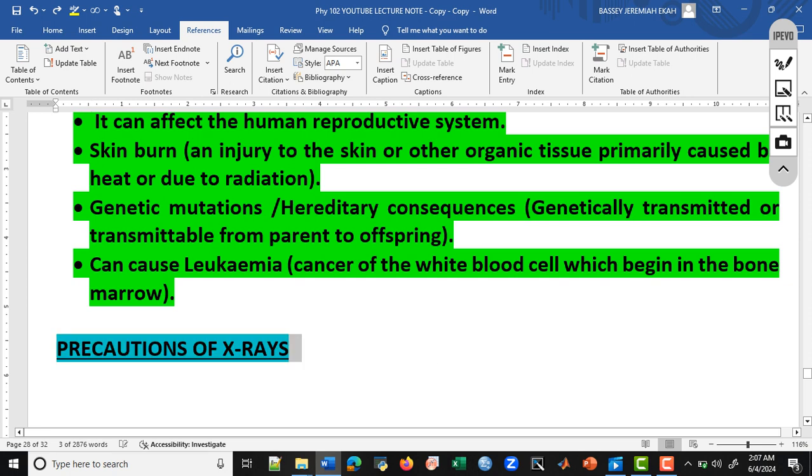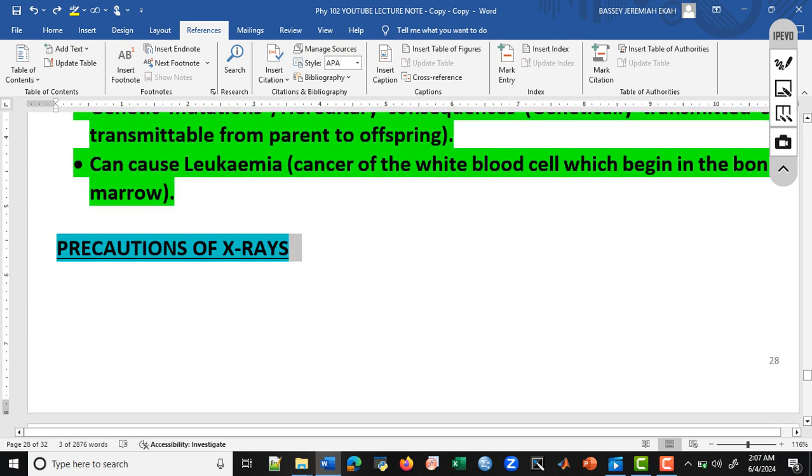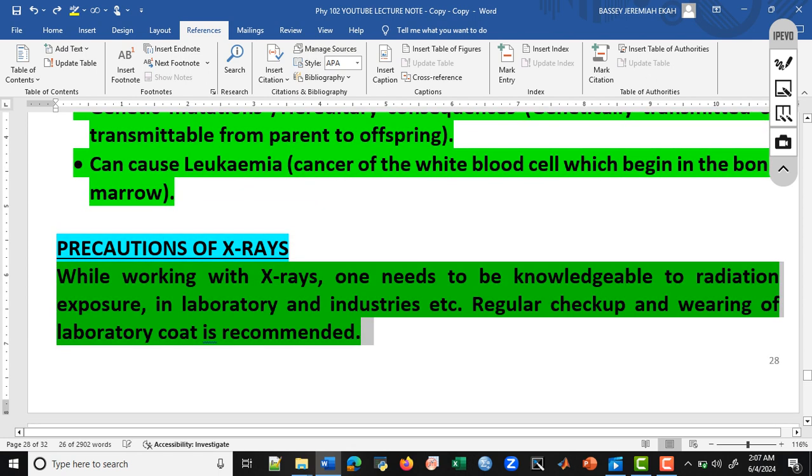Precautions. While working with X-rays, one needs to be knowledgeable about radiation exposure in laboratory and in industries, even medically. So regular checkup and wearing of laboratory coat is recommended. When you are at the lab working with X-ray, you have to be fully fitted. Go for regular checkup and also wear your laboratory coat as well.